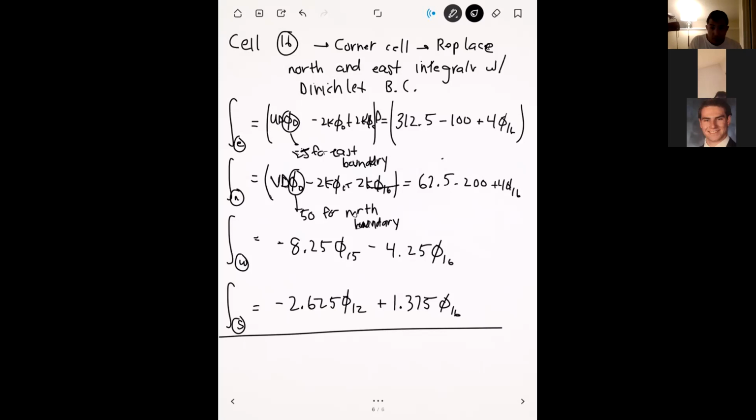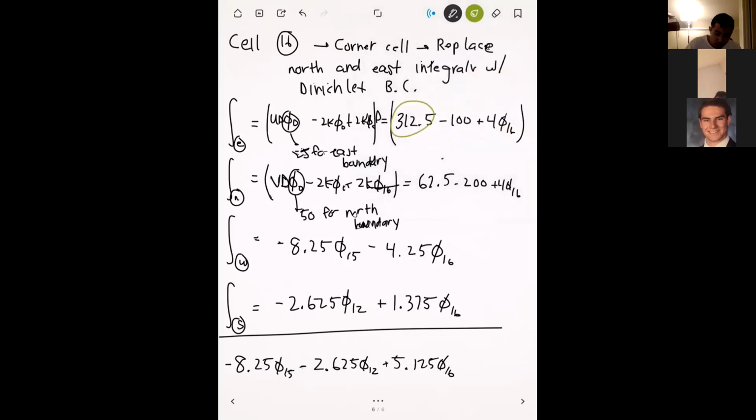Okay. And so now we can add all of these guys together. And so we have a minus 8.25 phi 15 minus 2.625 phi 12. Okay. And then let's add up all the phi 16 values. And so we have 4 plus 4 minus 4.25 plus 1.375. And so we have a plus 5.125 phi 16, okay? And then we're going to add up all of our other constants here, okay?